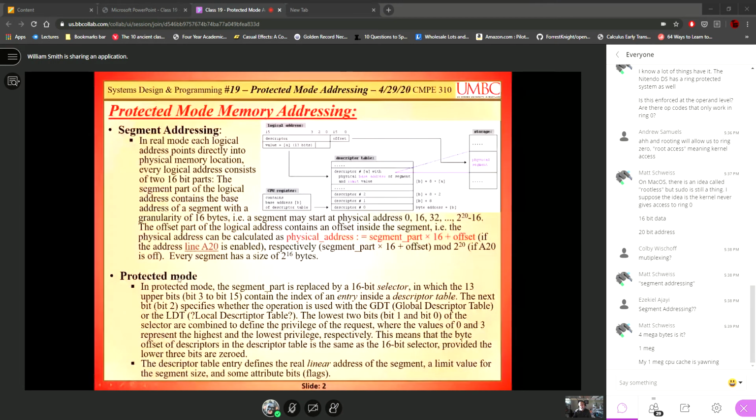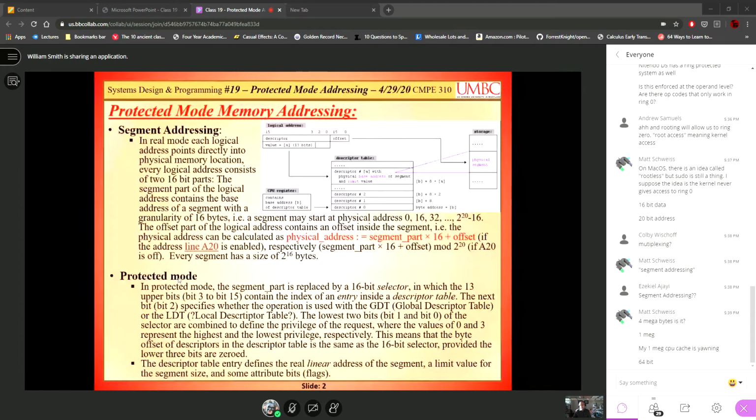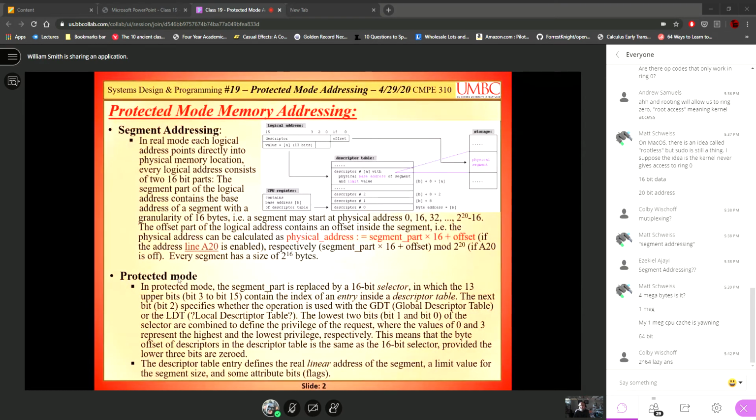How big are most of the data buses in most of your processors these days? 64-bit. Very good, Matt. If you have 64 bits, how big is your address space? Two to the 64. Okay, Colby, good. So 2 to the 30th is a gig. 2 to the 40th is a terabyte, right? 2 to the 50th is a petabyte. And Matt, I think you've had a corner on 2 to the 60th, haven't you?